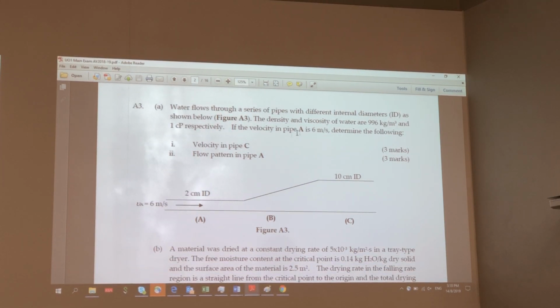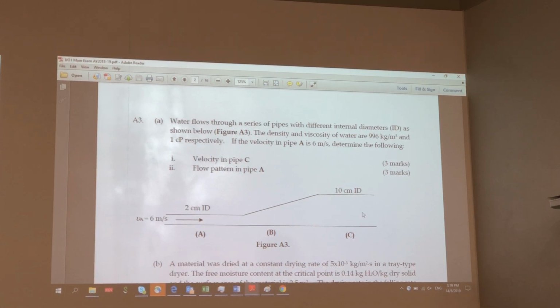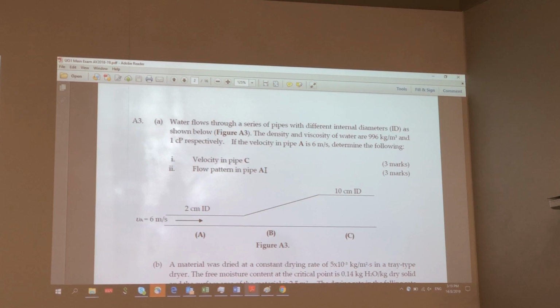A3, it looks like very strange shape here of the pipe. Does it matter? No need to worry about this. You see, you have A, B, and C, right? Actually, the B doesn't matter one. Okay? You know the diameter of A, then anyway, what equation you should apply here? The question asks you to find the velocity in C and flow pattern. What does it mean by flow pattern? Yes, you need to calculate Reynolds number to tell the flow is laminar, transition, or turbulent, right? Okay, so which equation you should apply?